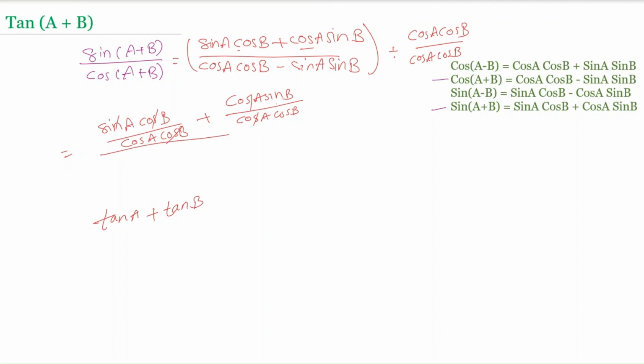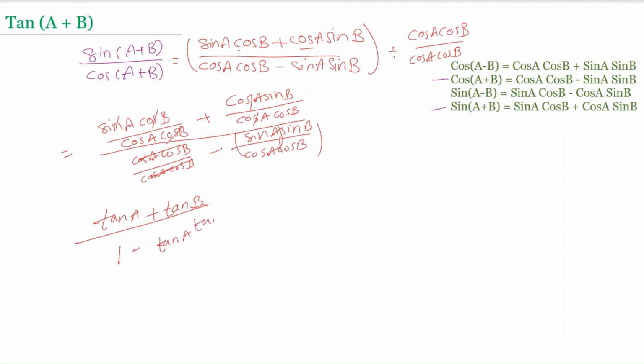Coming to the denominator, the first term is cos A cos B upon cos A cos B, so the entire term in numerator and denominator will get cancelled out, and we'll have 1 here. Then we have minus sin A sin B upon cos A cos B. If we separate these, sin A upon cos A is tan A, and sin B upon cos B is nothing but tan B. Like this, we can derive the formula for tan of A plus B. In a similar manner, we can do it for tan of A minus B as well.